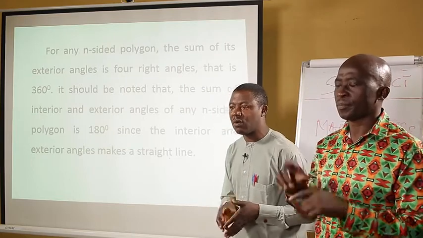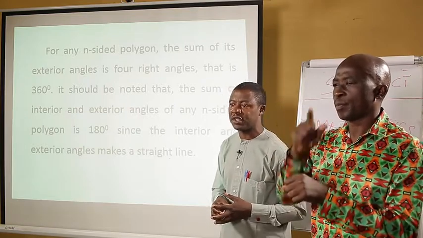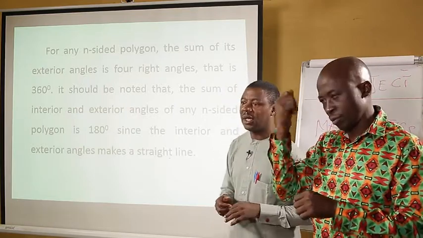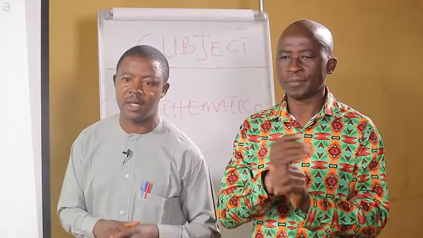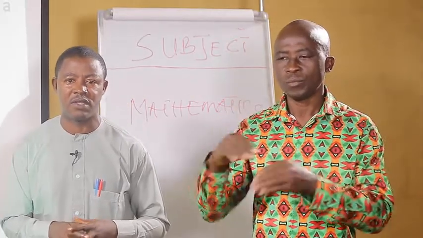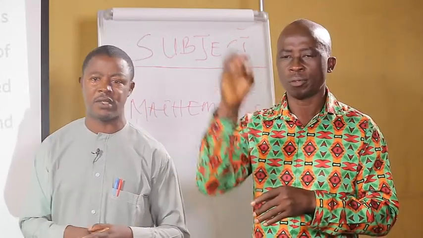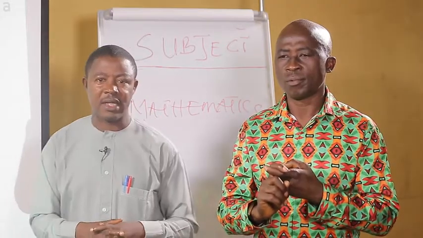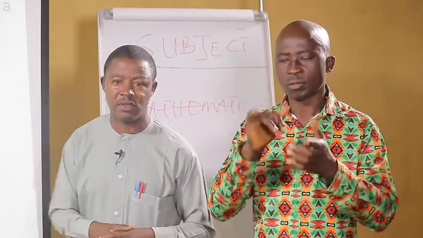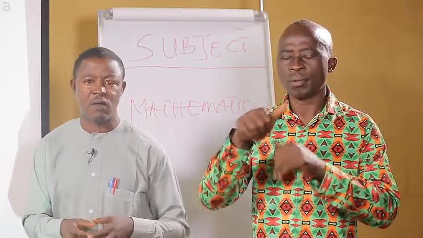But interior angle plus exterior angle sum up to 180 degrees because they make a straight line. And generally, the sum of angles on a straight line gives us 180 degrees. Now let's cite examples to ascertain the definition we've already made so that we can see how we solve problems under polygon involving exterior angles.